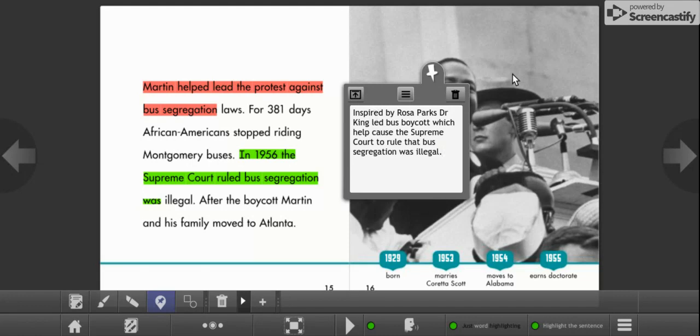So my note is in my own words. Inspired by Rosa Parks, Dr. King led the bus boycott, which helped cause the Supreme Court to rule that bus segregation was illegal.